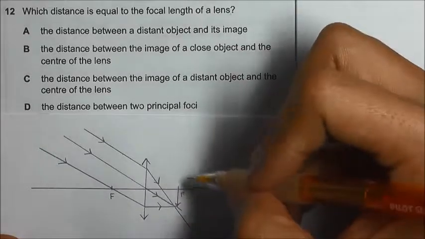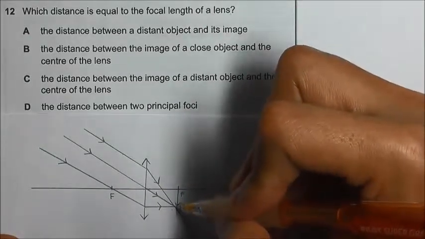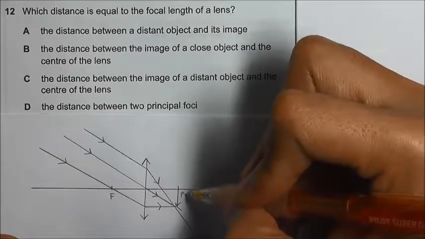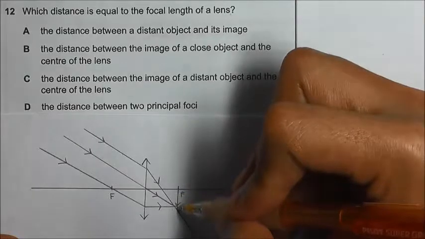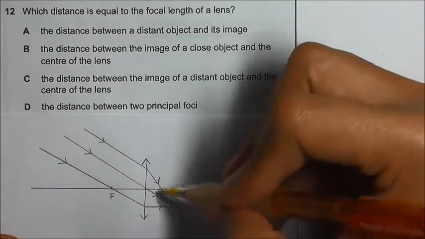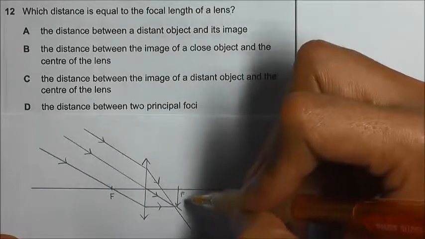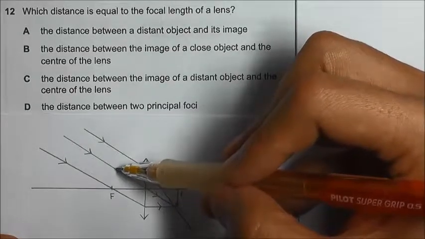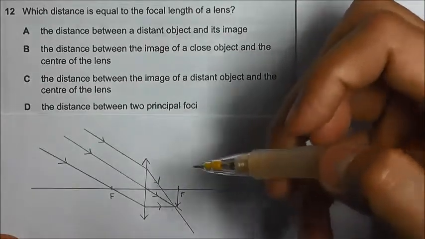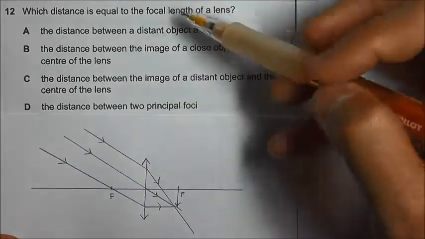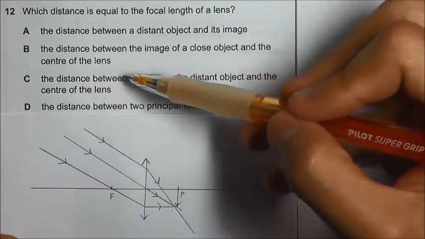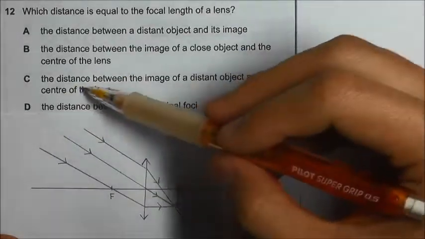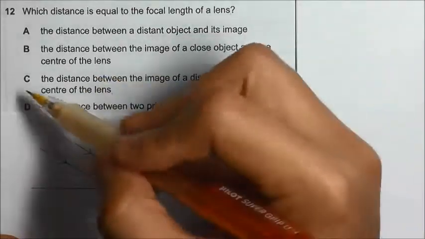Okay, so they will converge at this point here, which is directly below the focal point, and the image will be formed here. So we can also say that the focal length is actually the image distance of an object that is very far away. Okay, so in this case, the focal length is also equal to the distance between the image of a distant object and the center of the lens. Answer C.